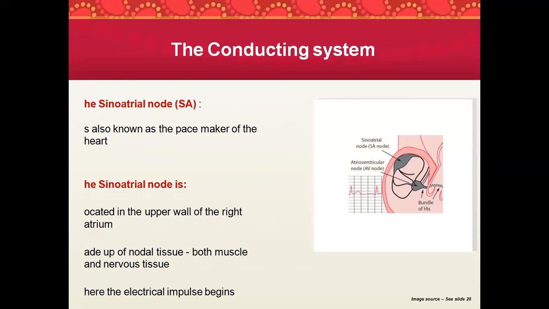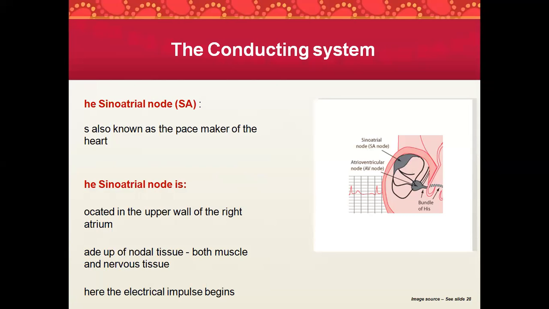This is also known as a natural pacemaker of the heart. The SA node is located in the upper wall of the right atrium. It is made up of nodal tissue, both muscle and nervous tissue. The electrical impulse begins from your SA node, which is known as the natural pacemaker.